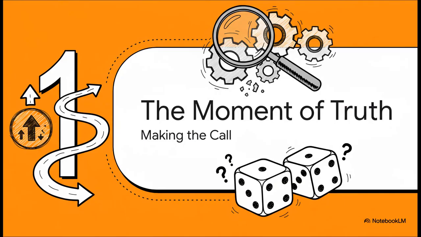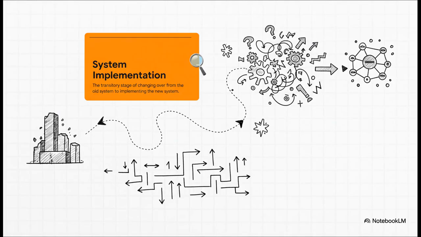All right, so we're at the moment of truth. This is that critical stage where one single decision can literally make or break the whole entire project. Okay, first things first, let's make sure we're all on the same page. What is system implementation? Well, it's just that transition period, right? It's the stage where you're changing from the old system to the new one. Sounds simple enough, but trust me, as you're about to see, it is anything but.